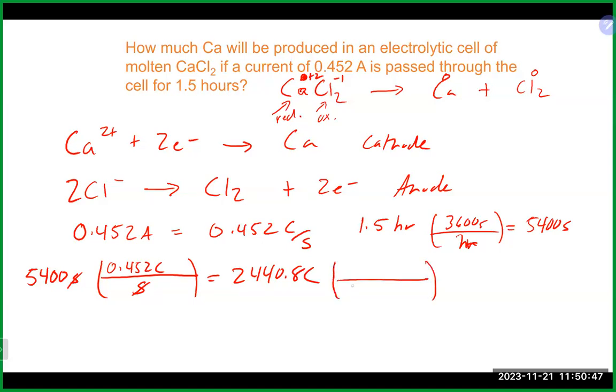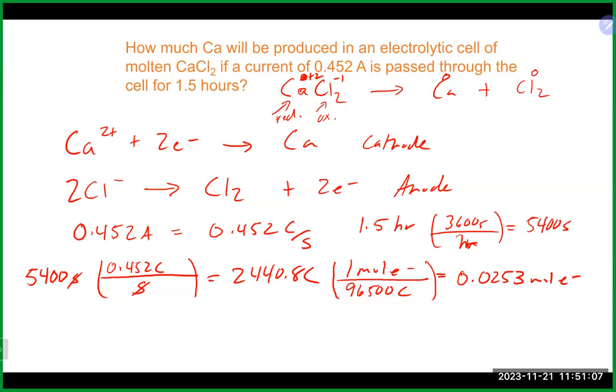Now that we have the electrical charge, we're going to use Faraday's constant and convert that into moles of electrons. So there's 96,500 coulombs in a mole of electrons. So we're going to divide that by 96,500. That's going to give us 0.0253 moles of electrons. Any questions so far?